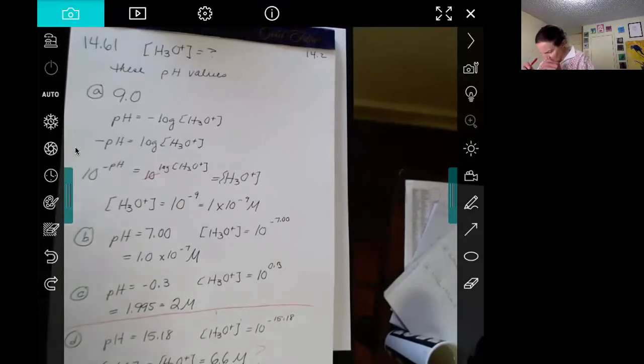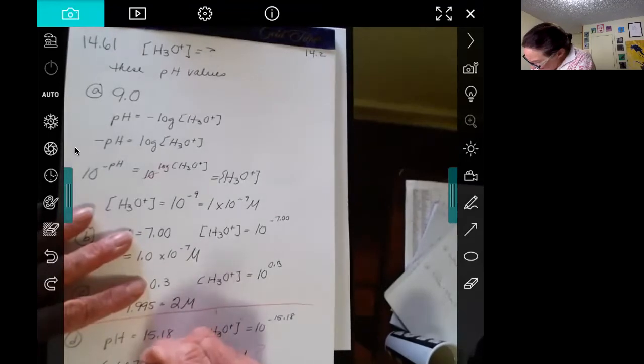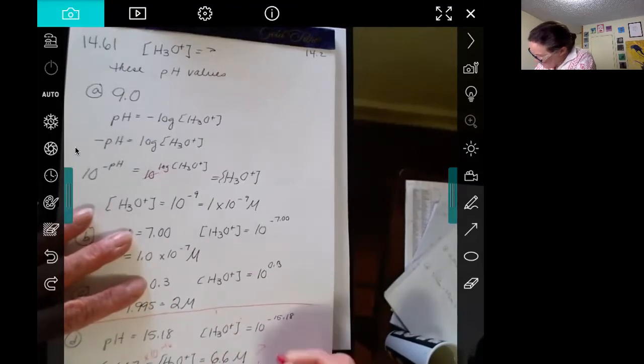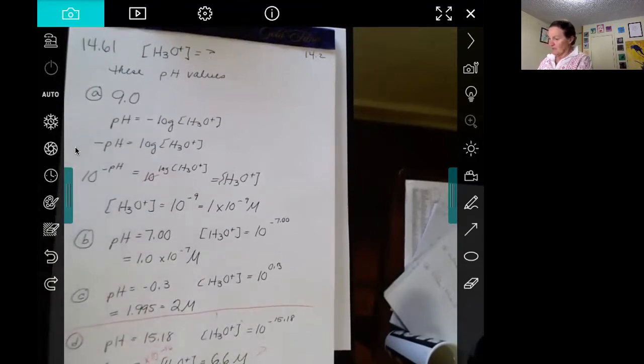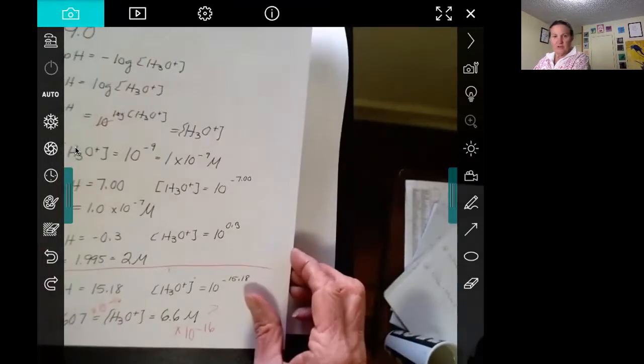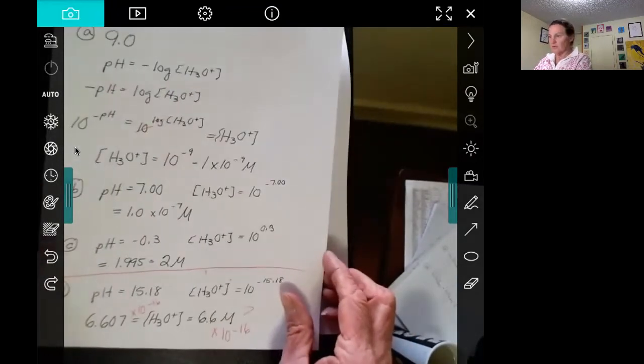Yeah, I forgot the times 10 to the minus 16. It wouldn't make sense for a solution with such a high pH to have a high concentration. High pH means a very low concentration. So the right answer is 6.6 times 10 to the minus 16 molar. We have 2 sig figs because we had 2 digits to the right of the decimal. So hopefully you can see that.